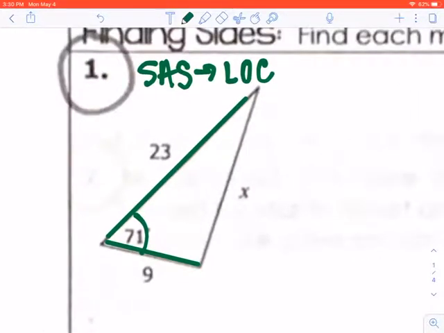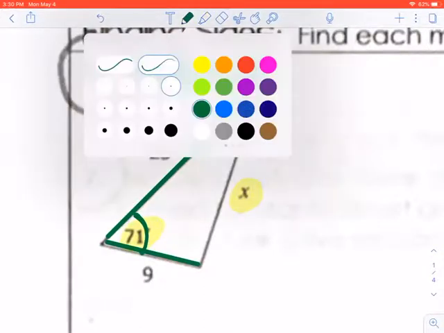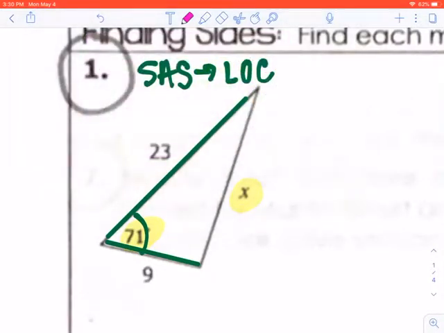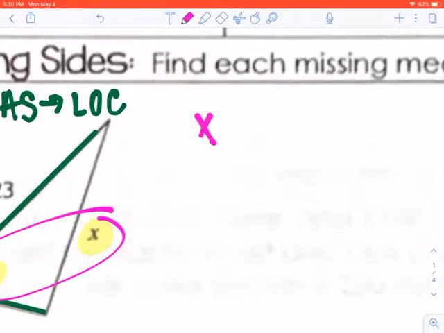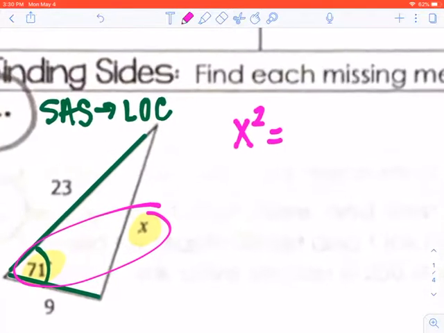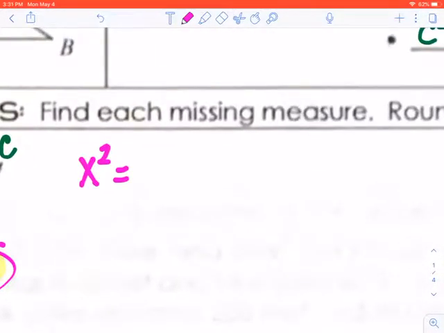Now I'm trying to find the value of x. x is opposite this angle, 71 degrees. So for this angle side pair here, these are the values that are going to be on the outside of my formula. Because x is a side, I'm going to start with x squared here, and then I'm going to end it with the cosine of 71 degrees. So notice that angle side pair is on the outside of my formula.